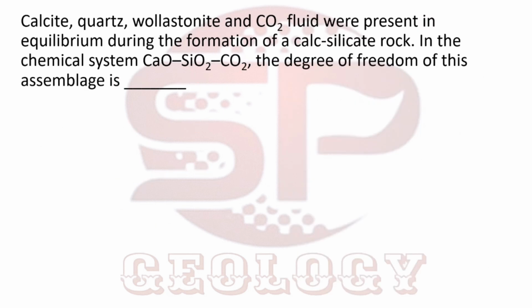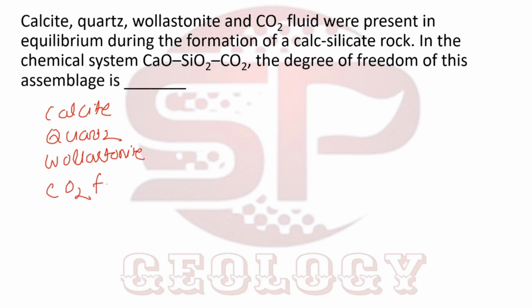Next, calcite, quartz, wollastonite and carbon dioxide fluid. So we have calcite, quartz, wollastonite and CO2, which is in fluid condition, were present in equilibrium during the formation of calc-silicate rock. In the chemical system, we have CaO, SiO2 and carbon dioxide. We have to find out the degree of freedom in the assemblage.